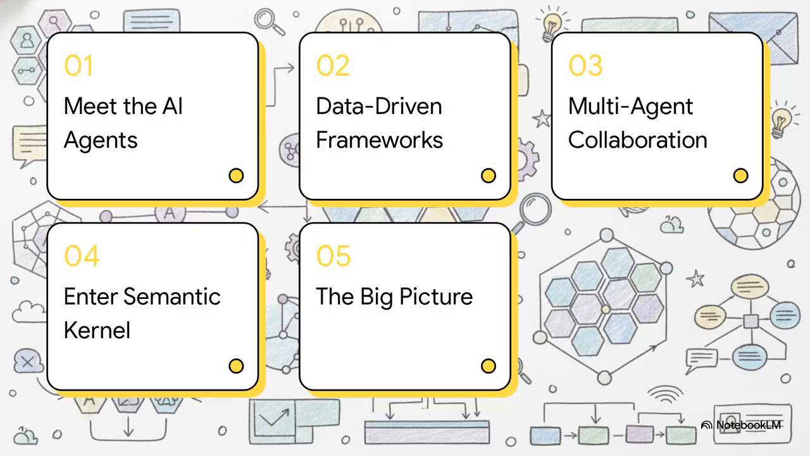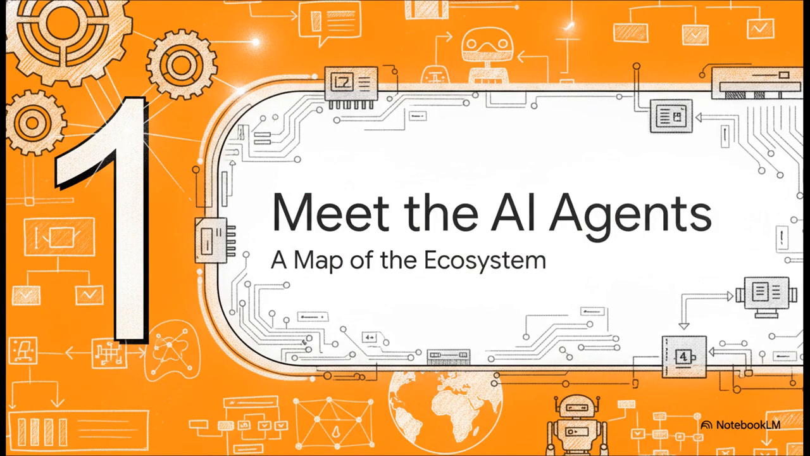To get us there, here is our agenda for today. First, we'll meet the AI agents. Second, we'll look at data-driven frameworks. Third, multi-agent collaboration. Fourth, we'll enter semantic kernel. And finally, number 5, we'll pull back for the big picture. All right, let's jump right into part 1, meet the AI agents.